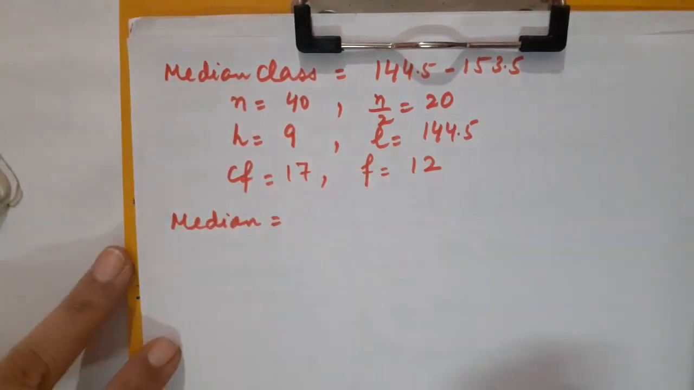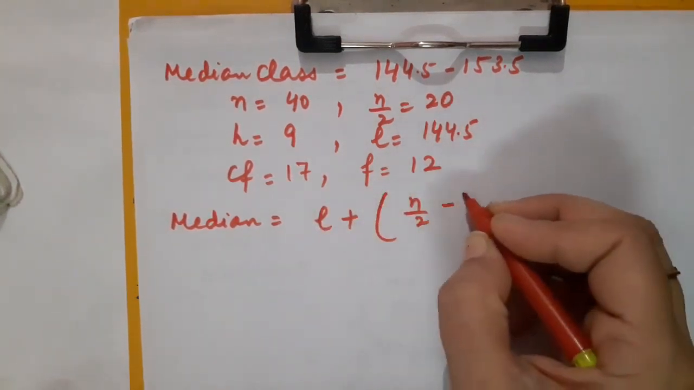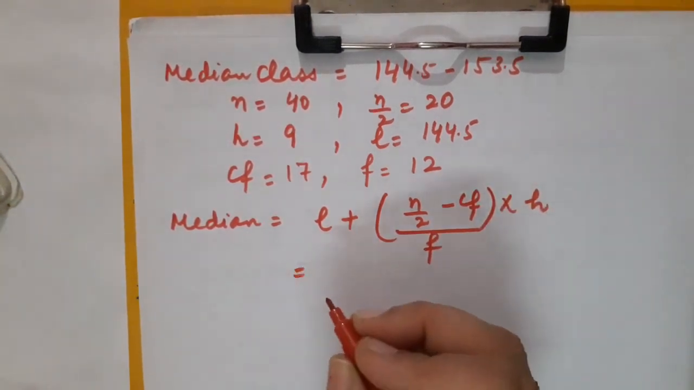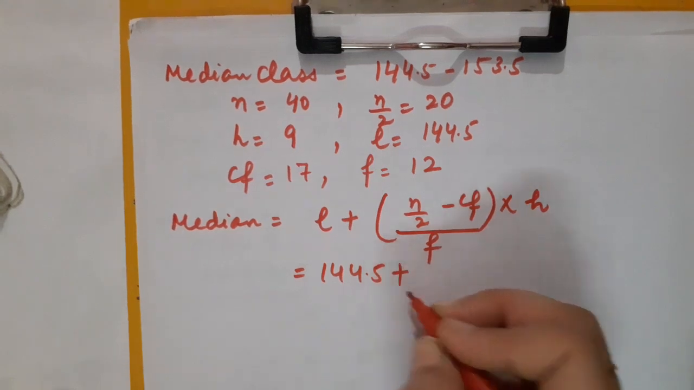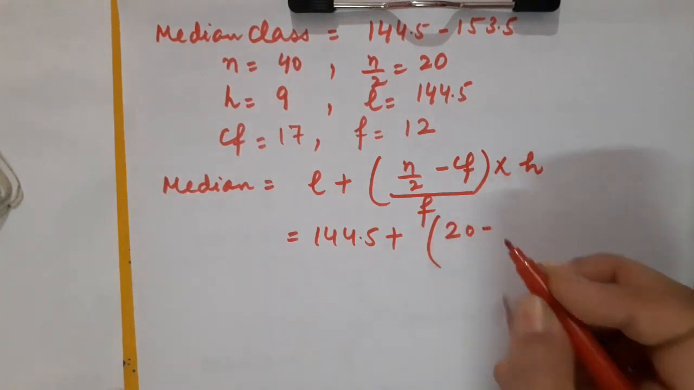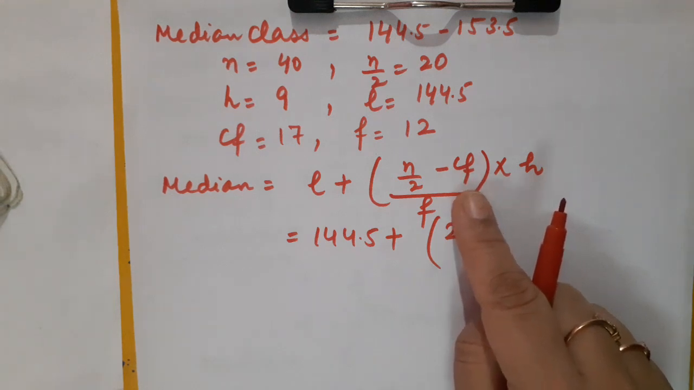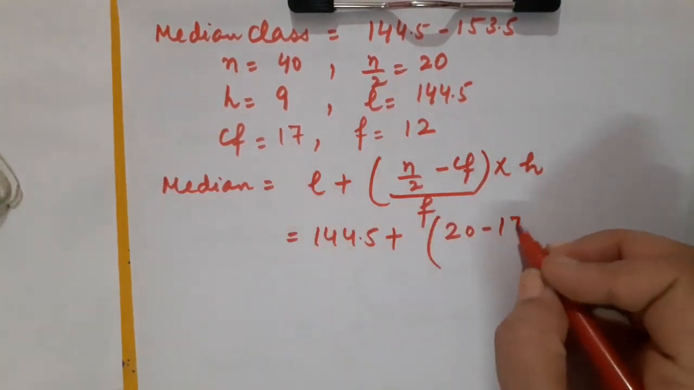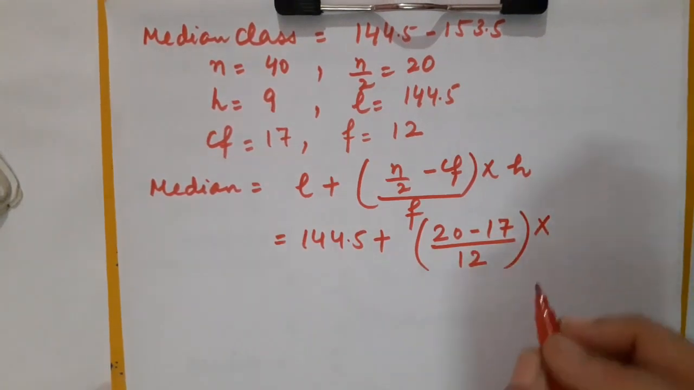But before that you must know its formula. So learn the formula: L plus n by 2 minus CF upon F, into H. Correct? So what is the lower limit? Put it over here: 144.5 plus n by 2, that is 40 divided by 2, meaning 20, minus the cumulative frequency of the class preceding the median class, which is 17, divided by the frequency, which is 12, into H. H is 9.